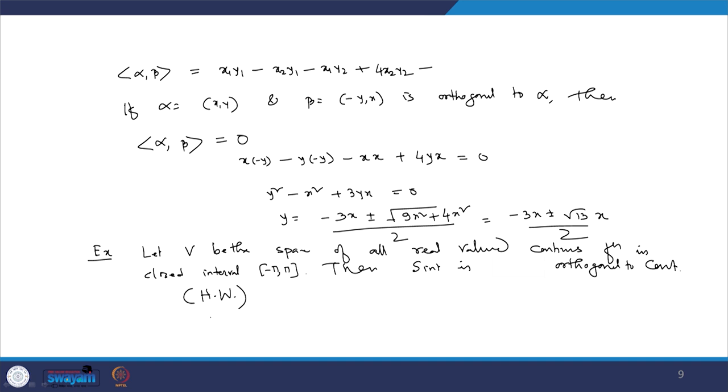We will discuss more about orthogonal sets and orthogonal vectors in our next class. So, we see that if two vectors are orthogonal, they have to satisfy certain criteria. Over the space of real continuous functions in the closed interval minus pi to plus pi, the function sin t is orthogonal to cos t, or cos t is orthogonal to sin t. We will discuss more on orthogonal sets and some of their properties in our next class.